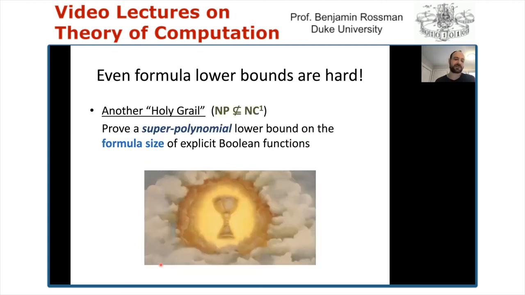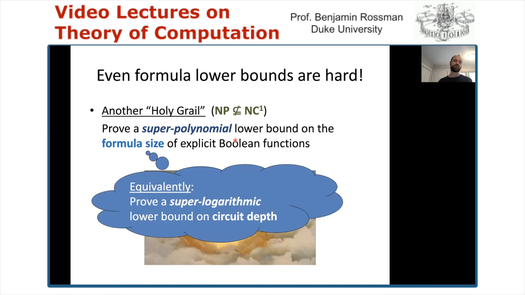And this is also another holy grail problem in circuit complexity, to prove a super polynomial lower bound on the formula size of explicit Boolean functions. As we saw, this would show that NP is not contained in the class NC1. Okay, so this would be a weaker result than NP not contained in P/poly, but something which necessarily we would need to show first. As a consequence of the theorem we just saw, this is equivalent to showing a super logarithmic lower bound on circuit depth. So a lower bound better than C log n for any constant C.